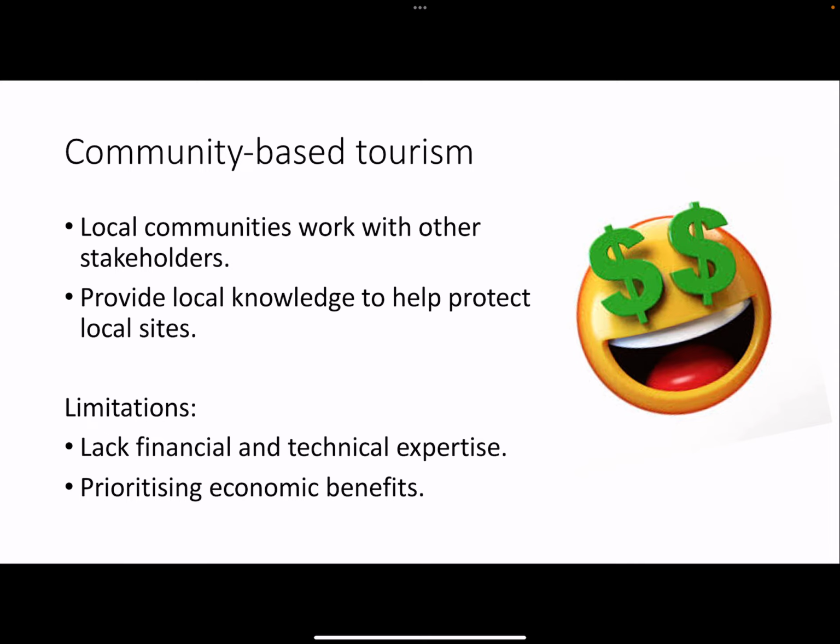Community-based tourism is something that the local communities can work with, right? You have the local knowledge, you can help protect the sites better, you know best what you should do and what you shouldn't do at the site. Other limitations, of course, there are, right? Financial, technical expertise. You may have the practical knowledge about it, but the technical expertise of how to protect it may not be there. So you do need to work with other stakeholders, right?